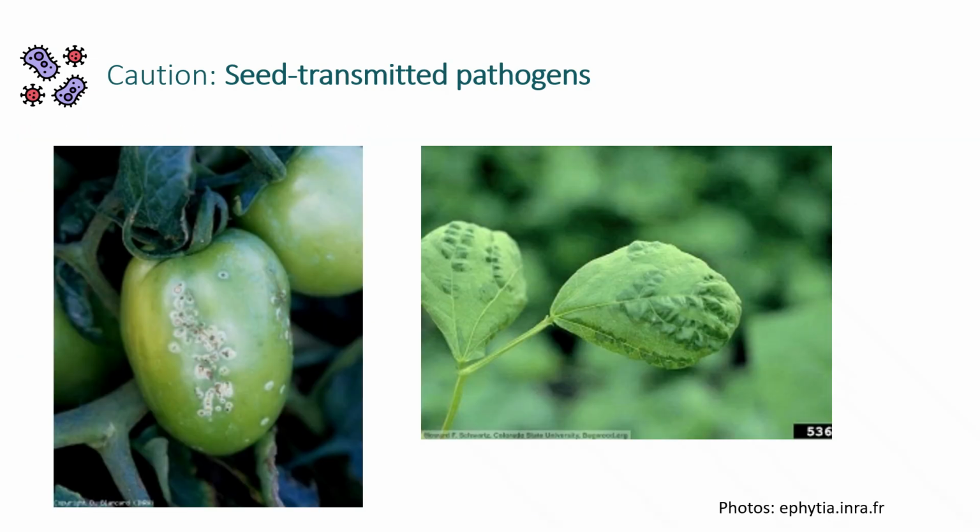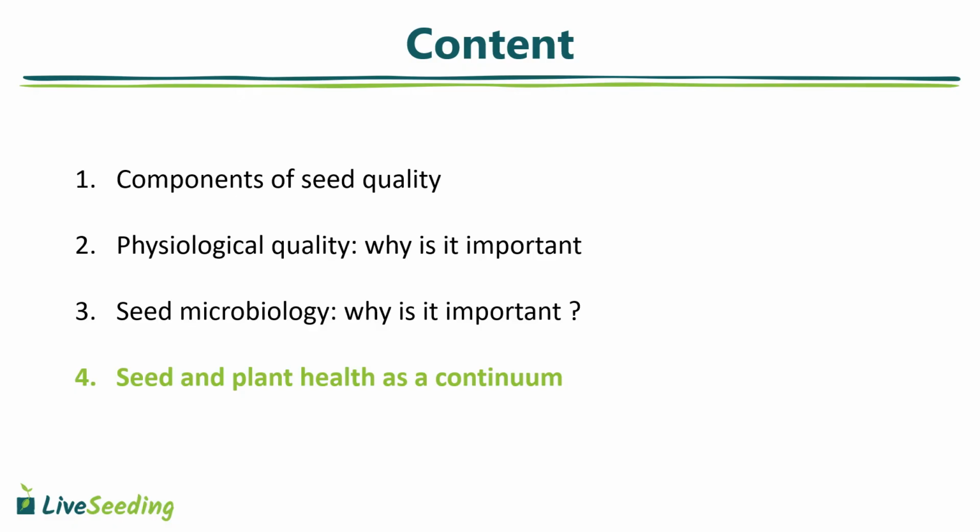Here are two more examples of seed-transmitted plant diseases in vegetables. On the left, you see a symptom of bacterial canker on tomato fruits, caused by a bacteria that is transmitted from seeds to the following generations of tomato plants. On the right is a picture of leaf symptoms of seed-transmitted bean common mosaic virus on common bean. I hope these considerations and examples have made it clear that plant and seed health are really a continuum. This is the last aspect I want to address in this video.